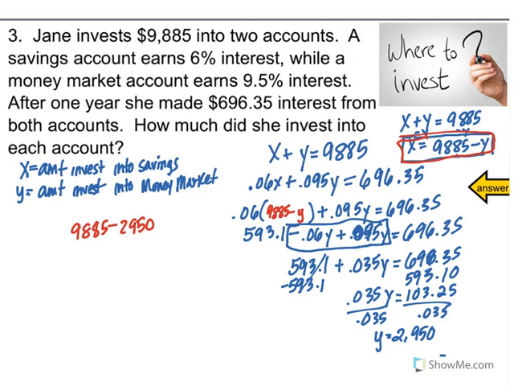And what I end up with is x equaling 6,935. Again, the 2,950 represents the amount invested into the money market. Let me switch that. Okay, and the 6,935 represents the amount of money that was invested into the savings account. And you always want to make sure that you go back and you write out your solution in words.